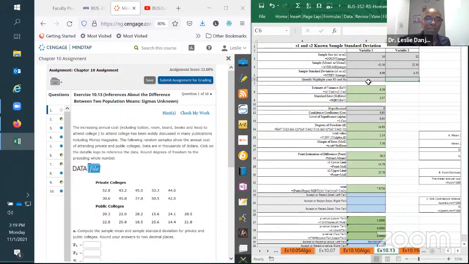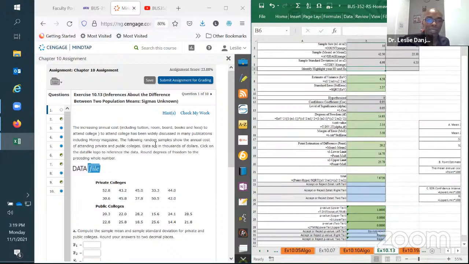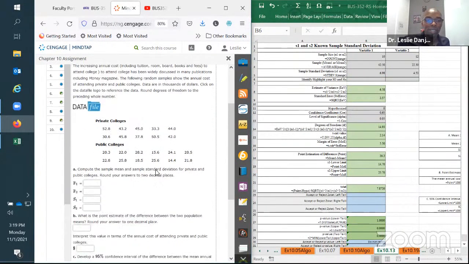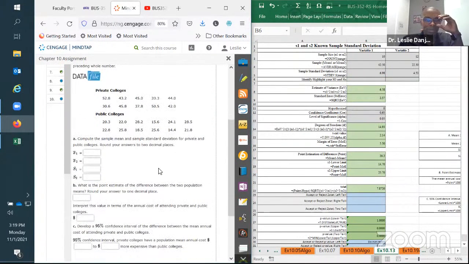All right, is this a right tail, left tail, two tail test? You guys can look at this data and figure that out. All right. So on here, let me see quickly.